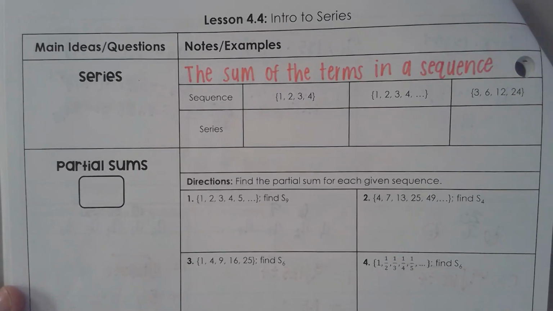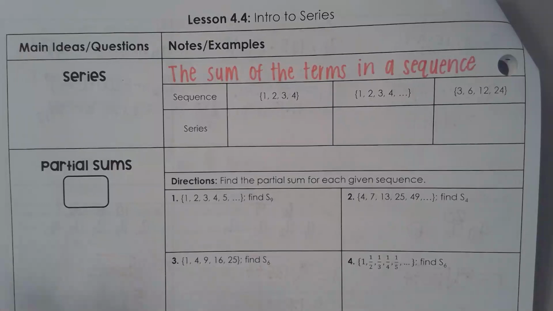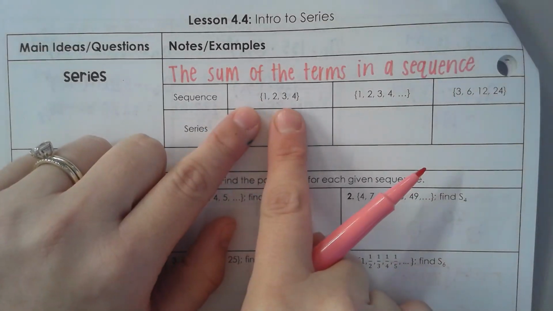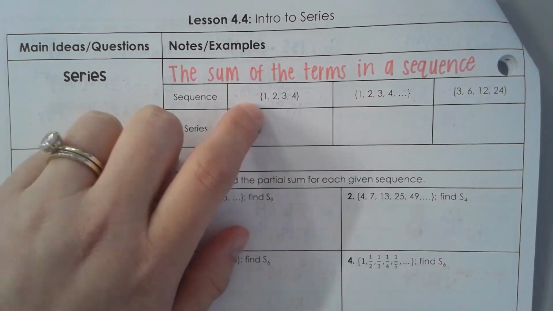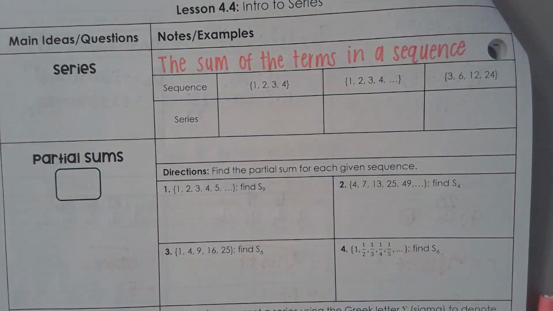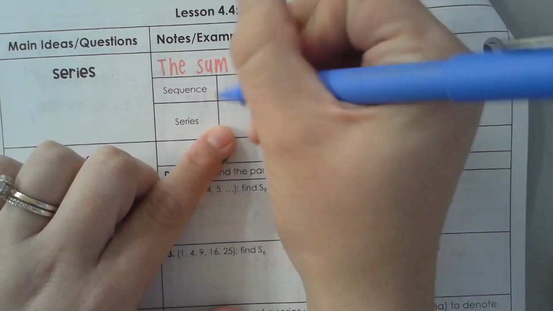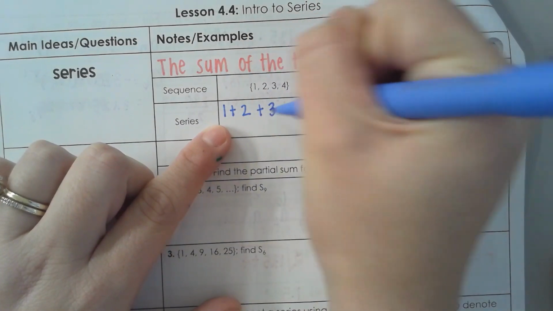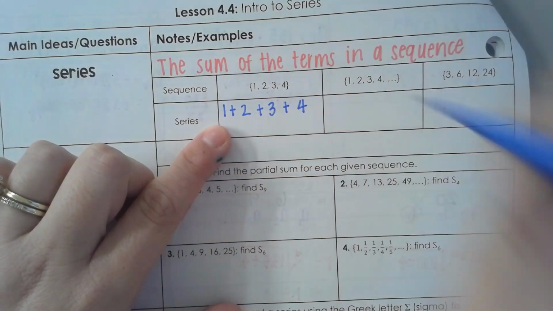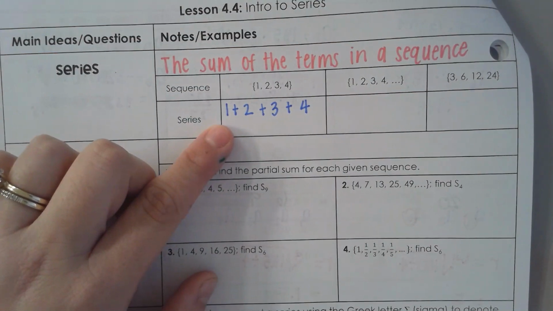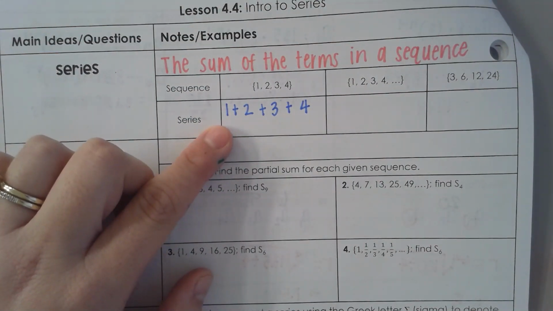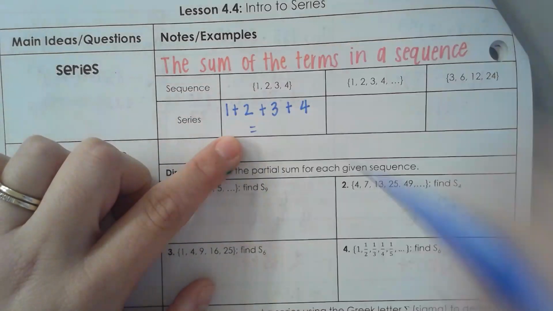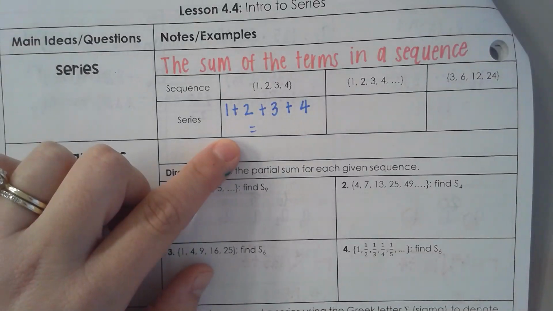So for example, if I have the sequence 1, 2, 3, 4, I could write that as a series by putting plus signs. 1 plus 2 plus 3 plus 4. And then I can actually type that in and get an answer. So what would that be? 10.